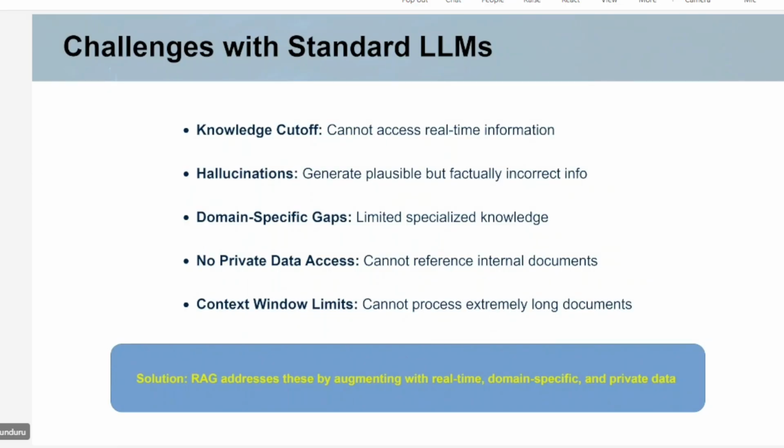No private data access. Your organization may have a lot of private data with respect to employees, employee processes, employee salaries, or a lot of documentation specific to that organization in that domain. That private data access will not be available to large language models. Context window limits.